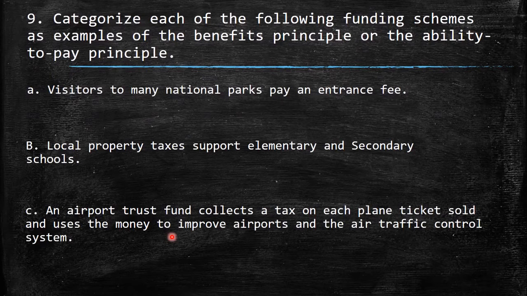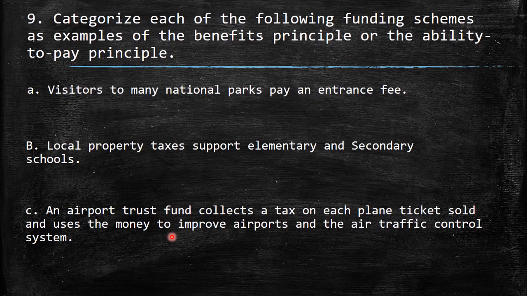Then the ninth part, the last one, says categorize each of the following funding schemes as examples of the benefits principle or the ability to pay principle. Remember, basically, the benefits principle is that you pay because you use it. So you go to a park and you pay a tax, just the people that go to this park pay, and that is what we call the benefits principle. Because you are taking advantage of this public good, at the end you need to pay for that in some way with the taxes.